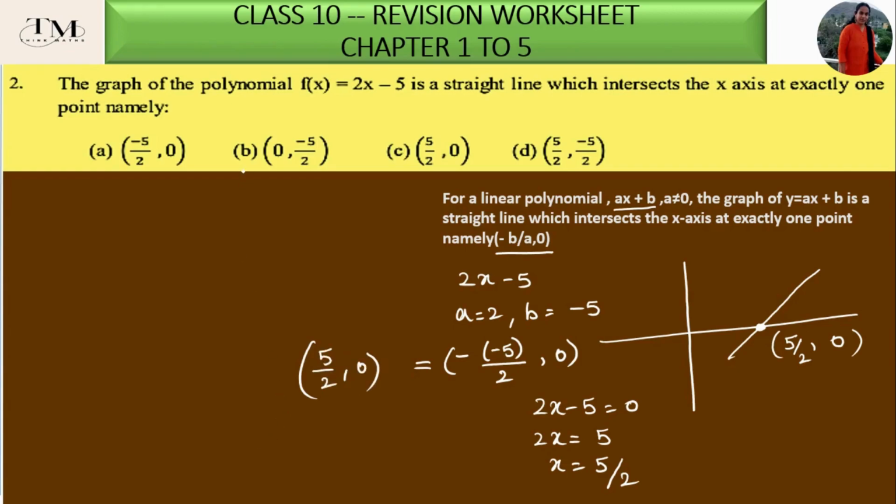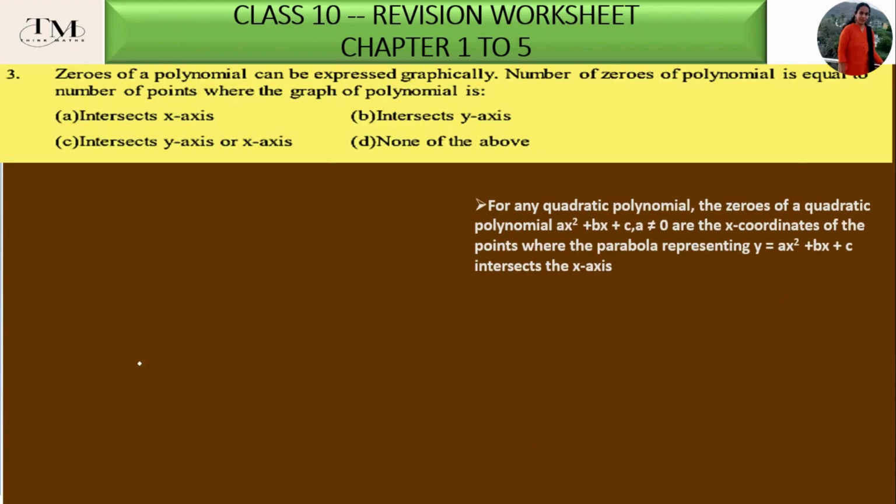So the option B is the right answer. So the solution is B. B. I'm sorry, it is not B. Option C is the right answer. Okay, children. So C, 5 by 2 comma 0. So this option is the right answer. So moving on to the third question.